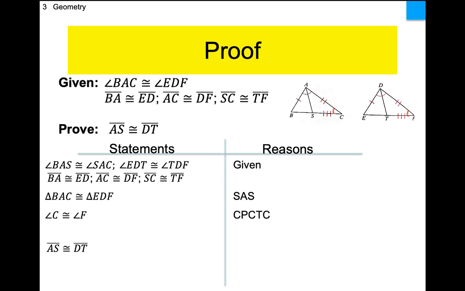Is my given wrong? Oh yeah. Is it S instead of a C? And then how do you get SAC from, because it says BAS is congruent to SAC. It's nowhere in the given. Yeah, DT is congruent to TDF. Are you saying the given is wrong or this statement's wrong? That statement. Okay, yeah, let's fix that.